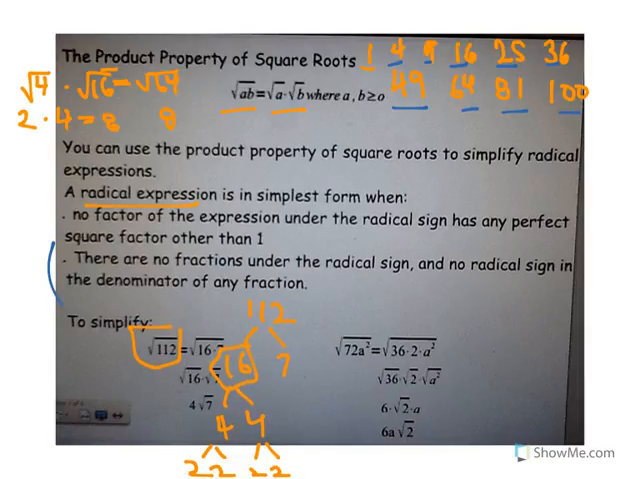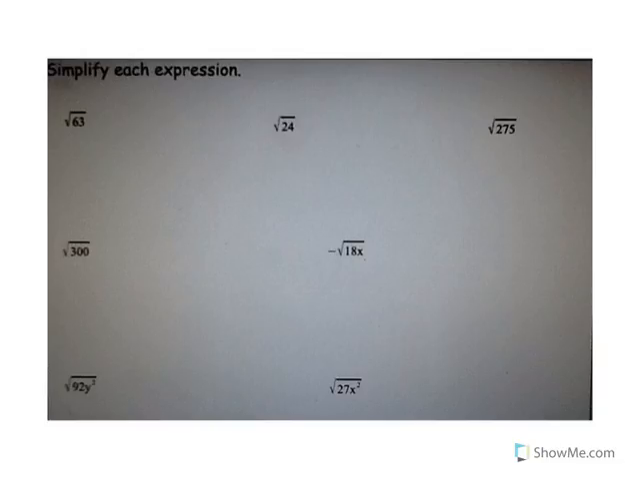So we have to pull that number out, and when we do, we have to divide 16 into 112, and we're left with 7. That's why it breaks down into the square root of 16 and the square root of 7. And what's the square root of 16? It's 4. So it's just 4 times the square root of 7. We're going to practice this a bit more in a minute. Actually, let's do that right now.